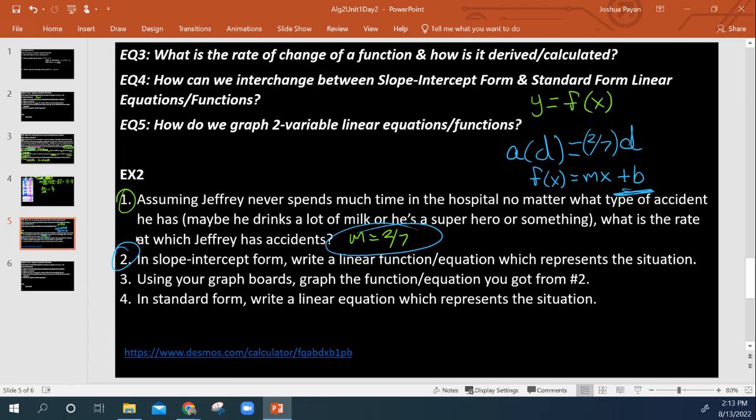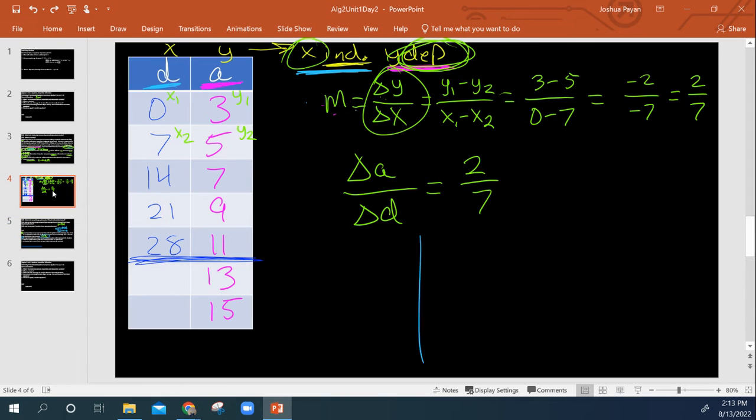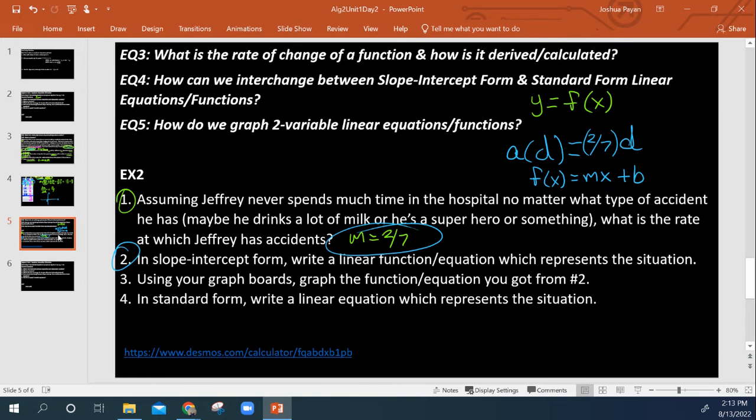But what is our y-intercept? Well, common sense tells us the y-intercept occurs at the y-axis. And where is the y-axis if not at x equals 0? So when x is 0, what is y? Well, y is 3 when x is 0. Therefore, our y-intercept must be 3, and that's a positive 3. So we say plus 3.